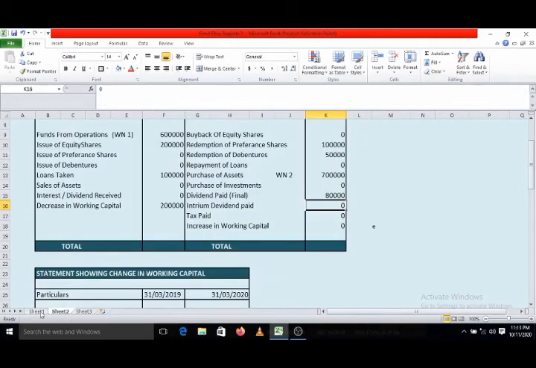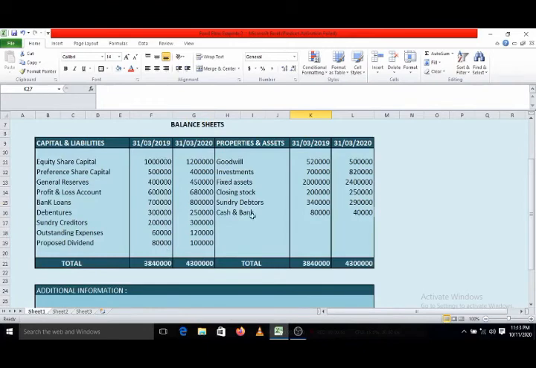Next, so this is over. Now we'll go to the asset side. Check out the asset side. Goodwill: the reduction in the balance of goodwill we have already considered in funds from operations. Now next is the investments.